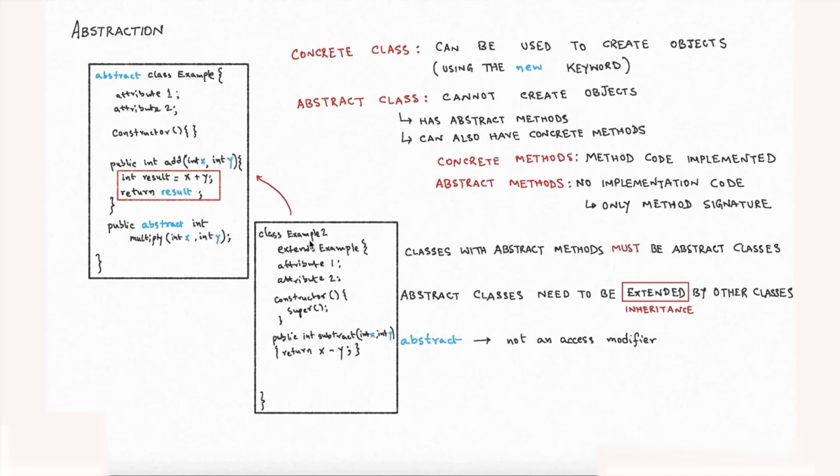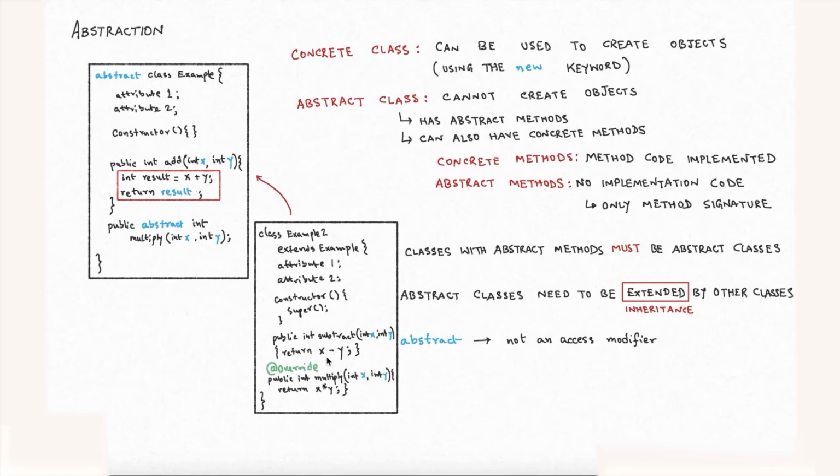But since example2 inherits from example, since this class inherits from this class, and this class has an abstract method, and we want this to be a concrete class, then example2 must implement multiply and provide its implementation code. So when a subclass is implementing one of the methods of its parent class, we say that it is overriding that method. In the same way, example2 must override example1's abstract method.